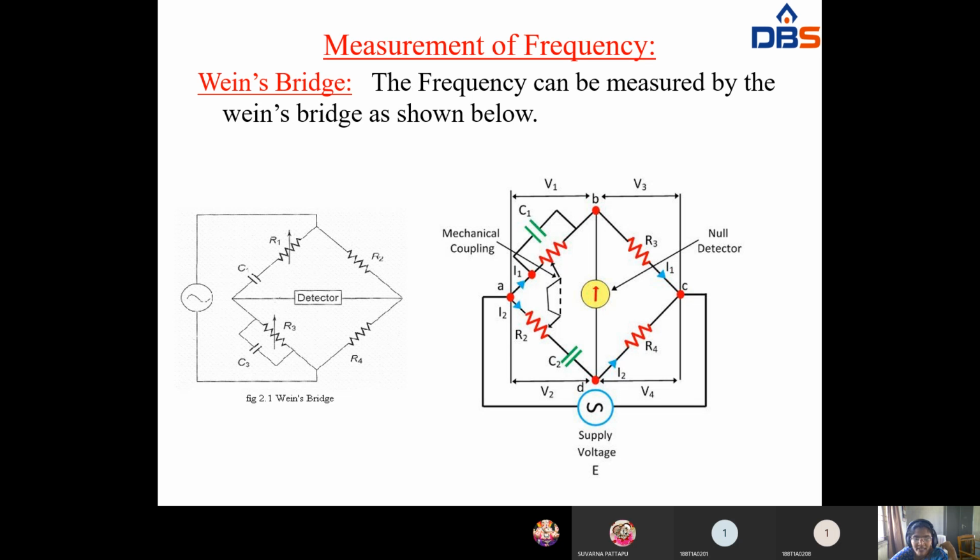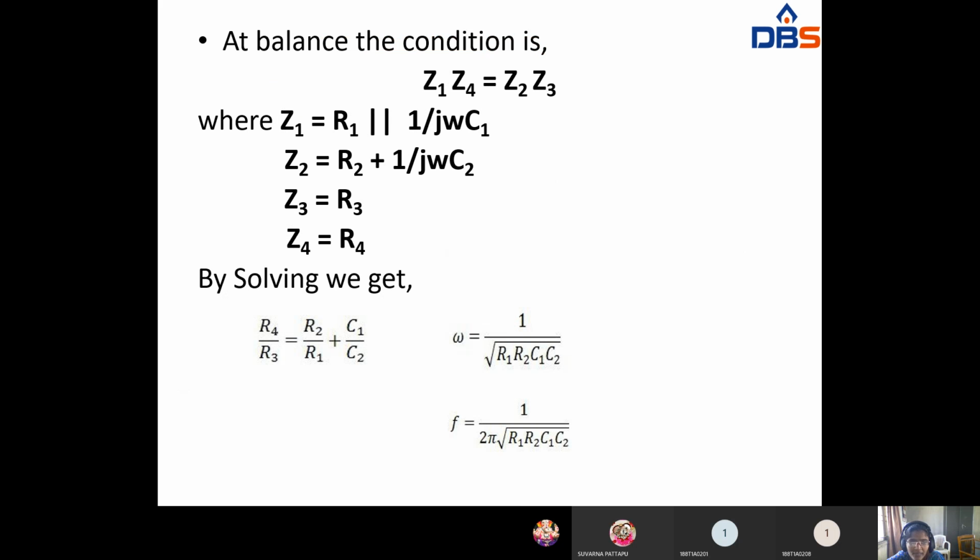You have to give the supply voltage between points A and C, and here you have to connect the null detector between the points B and D. Internally, you have to couple this resistor and this one. So now you have to write the bridge balance condition.